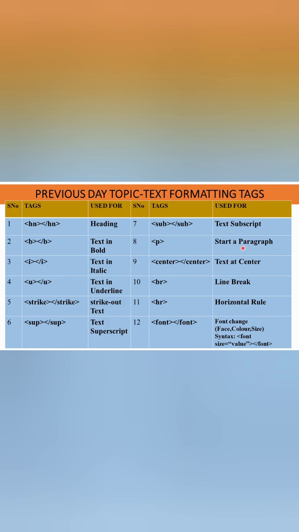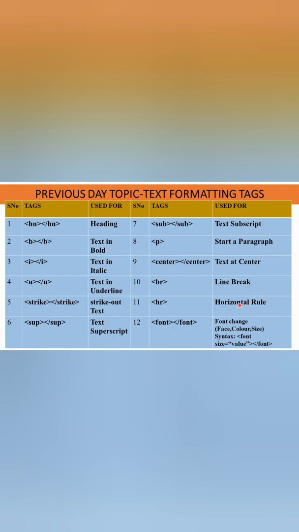Next, the paragraph tag. If you want to start a paragraph, then you can use this P tag. The P tag does not have a close tag. You just have to start with this P tag to start a paragraph; you don't need to close it. Next, the center tag. If you want to make the text appear at the center or middle of your page, then you can go for this center tag. Next, the BR tag, that is the line break tag. If you want to break your line, then you can use this line break tag.